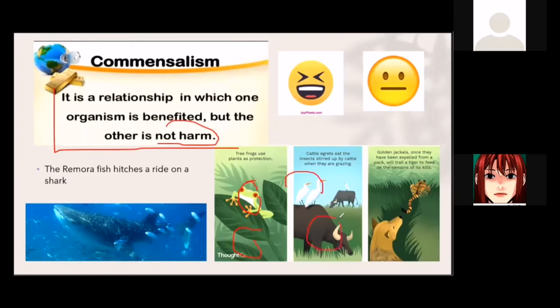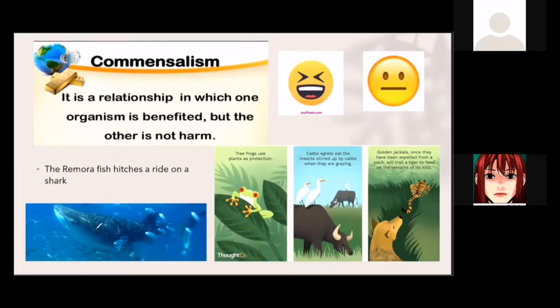The bird and the cattle. Okay, the bird and the cattle. The birds gain benefit, but the cattle are not harmed. We call that commensalism, right? Or what is one here?